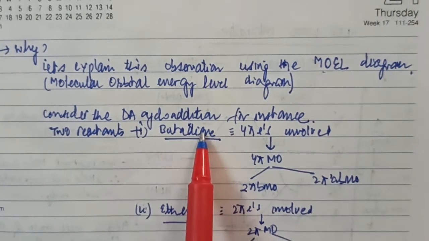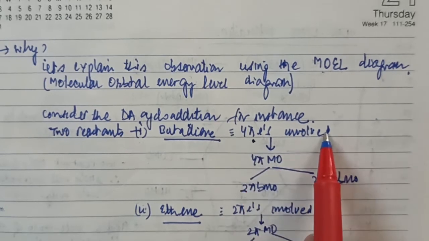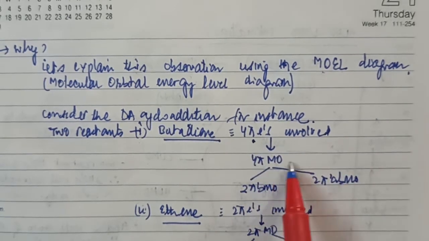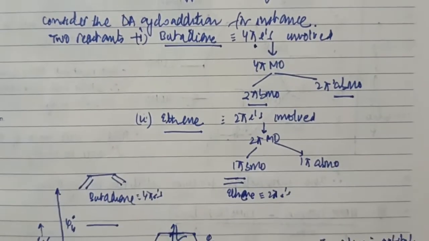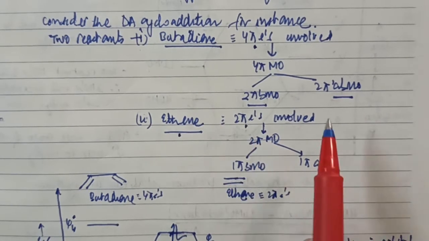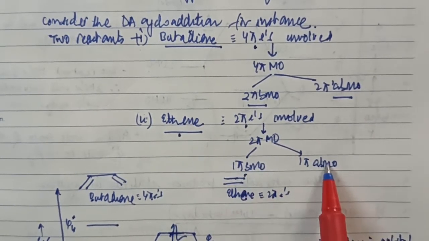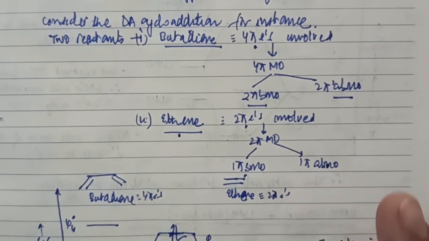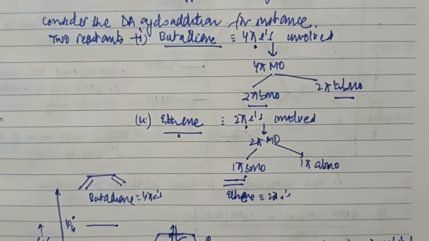So the first component is butadiene. Butadiene, we know, contributes 4 electrons, and since it contributes 4 electrons, it makes 4 molecular orbitals, out of which 2 are bonding and 2 are anti-bonding. Similarly, ethene is a 2 pi electron system. Since it's a 2 pi electron system, it contributes 2 pi molecular orbitals, out of which 1 will be bonding and another one will be anti-bonding in nature. This we know. We also know how to draw the molecular orbitals corresponding to butadiene. We also know how to draw the molecular orbitals of the ethene molecule.